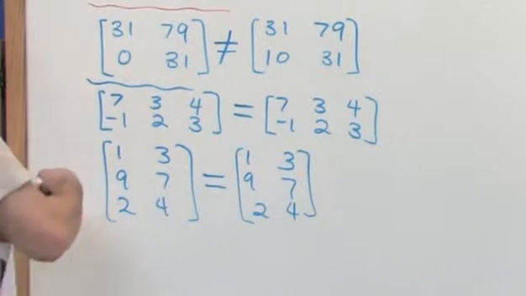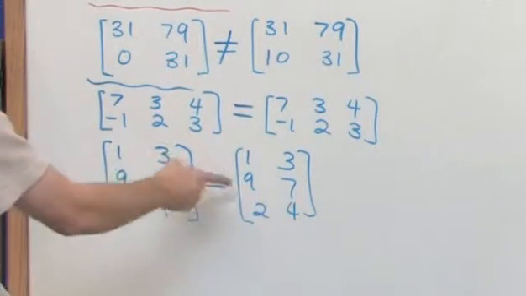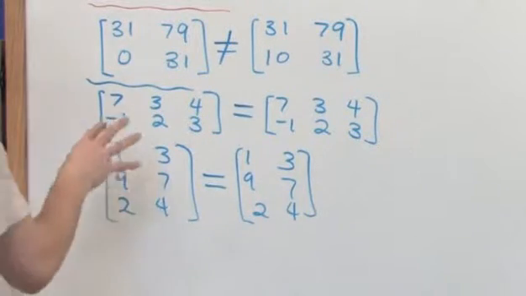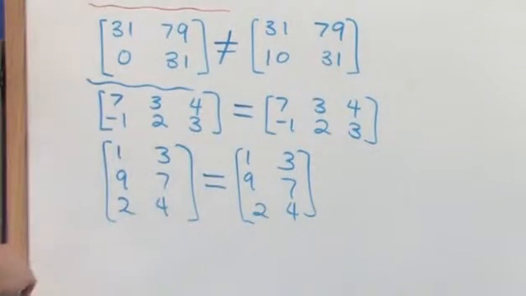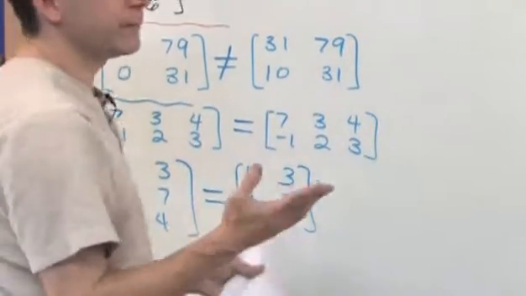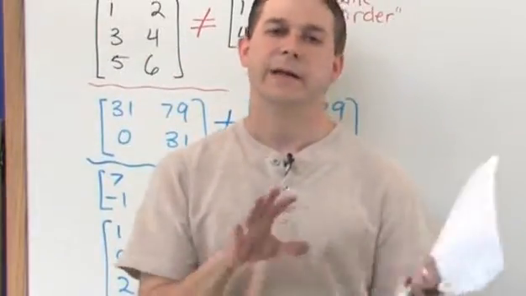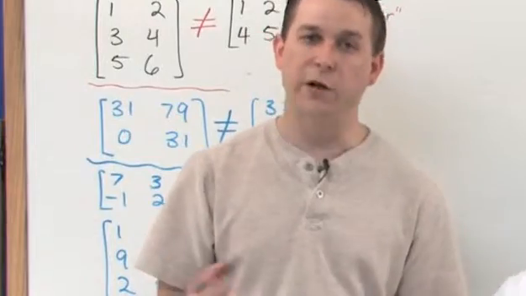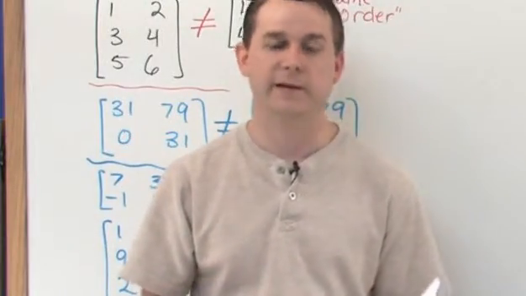3 with 3, 9 with 9, 7 and 7, 2 with 2, 4 with 4. Okay? If any one of these numbers did not match the corresponding number, just like in this case up here, they would not be equal. But because they have the same number of rows and columns, and because every single corresponding entry is the same, they are equal. So that's pretty important, because a lot of times you'll be asked, is this matrix equivalent to another one? Are they equal? Okay, and you'll just have to go and look and make sure that they have all the same elements and everything else.